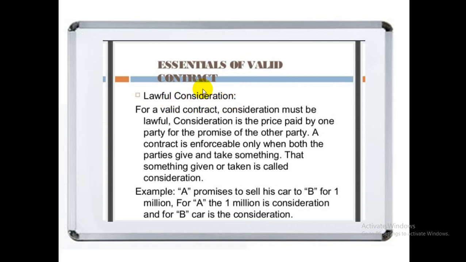Lawful consideration. Consideration means the price. For a valid contract, consideration must be lawful. Consideration is the price paid by one party for the promise of the other party. A contract is enforceable only when both the parties give and take something. That something given or taken is called consideration. For example, A promises to sell his car to B for 1 million. For A, the 1 million is consideration, and for Mr. B, the car is the consideration.